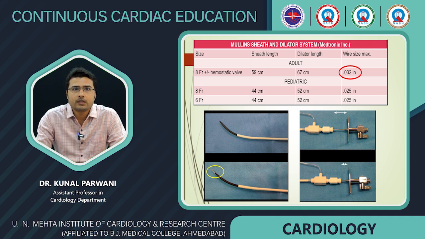As you can see in this table, the adult sheath length is 59 cm and the dilator length would be 67 cm, and the wire that it will take will be 0.032 inch. This is most commonly used in the adult. And in the downward images, you can see the Mullins catheter with the needle inside the Mullins catheter.